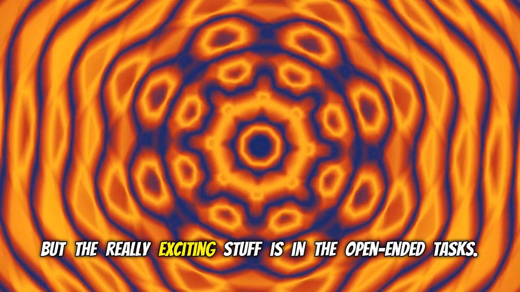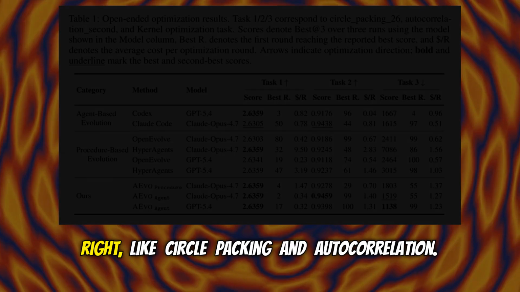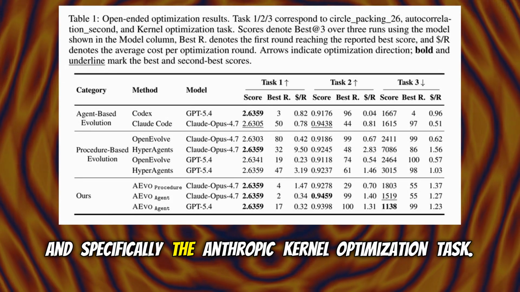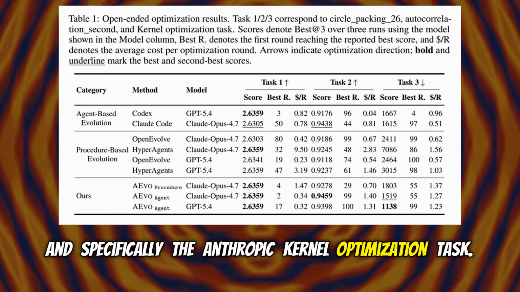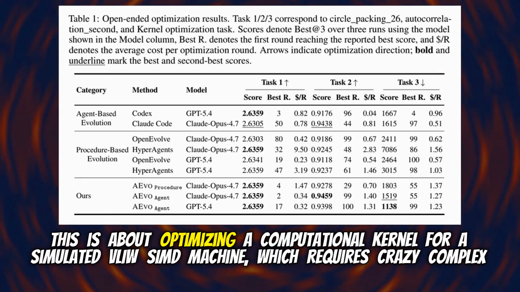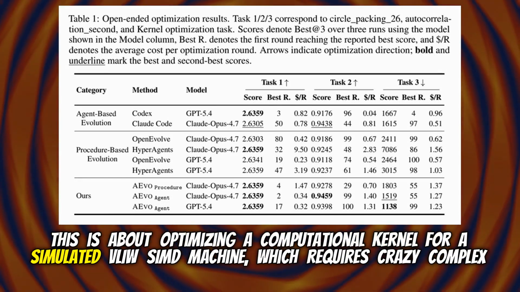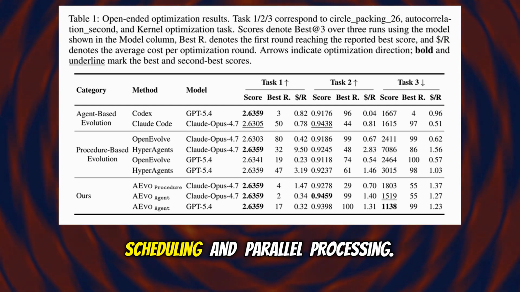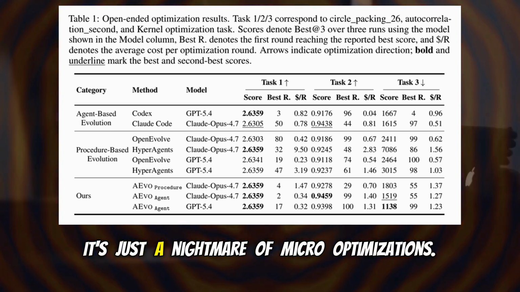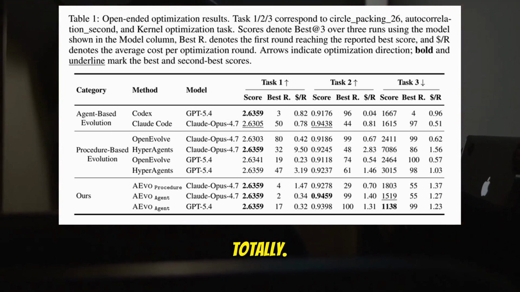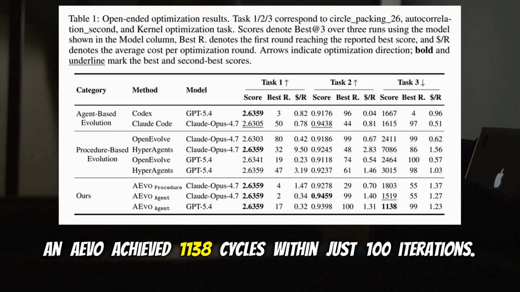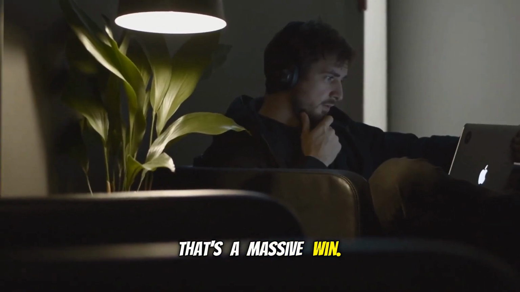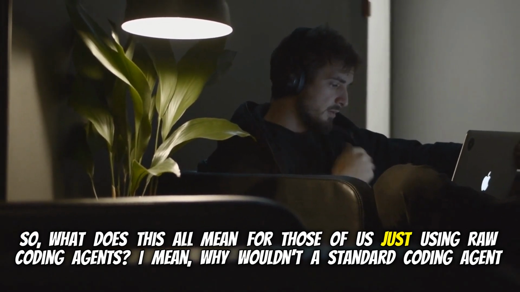But the really exciting stuff is in the open-ended tasks. Right, like circle packing and autocorrelation. Exactly. And specifically, the Anthropic kernel optimization task. This is about optimizing a computational kernel for a simulated VLIW SIMD machine, which requires crazy complex scheduling and parallel processing. It's just a nightmare of micro-optimizations. Totally. And AEVO achieved 11,038 cycles within just 100 iterations. That's a massive win. So what does this all mean for those of us just using raw coding agents?